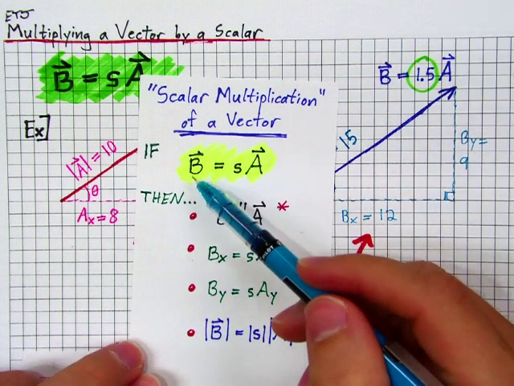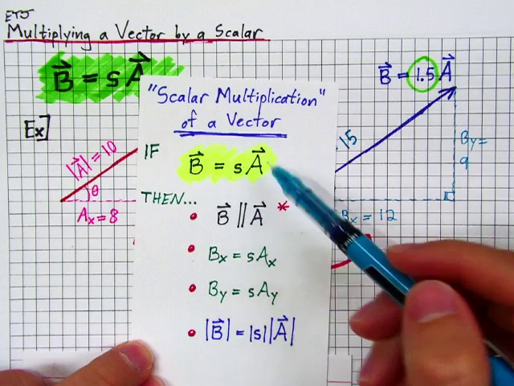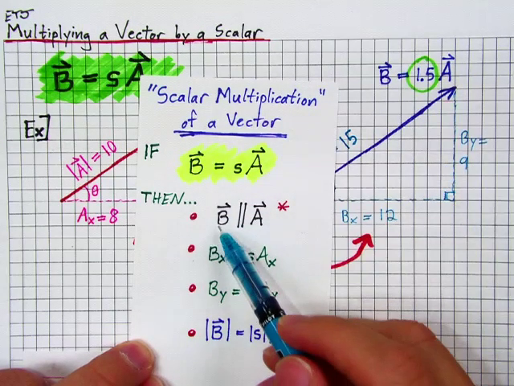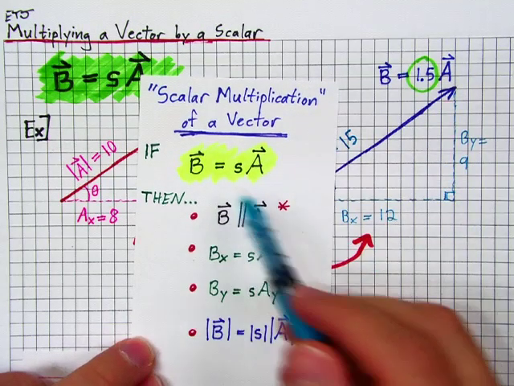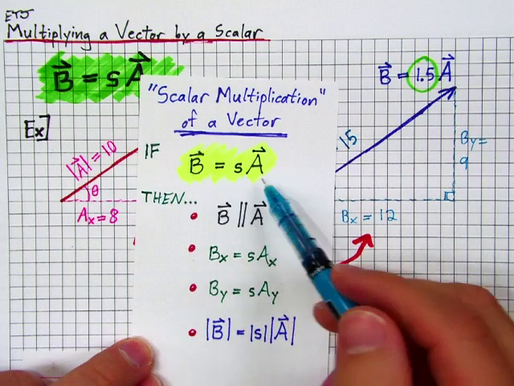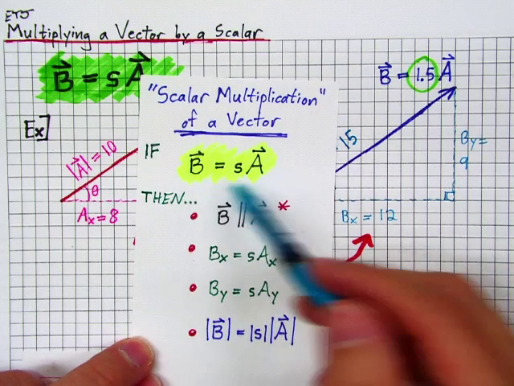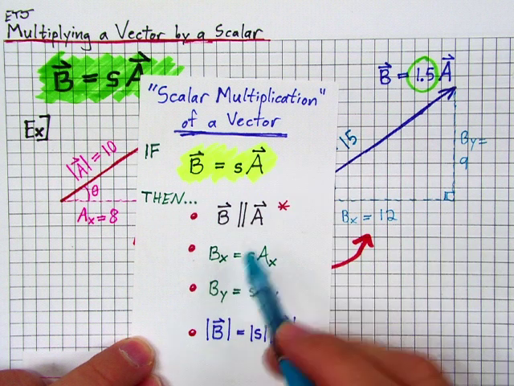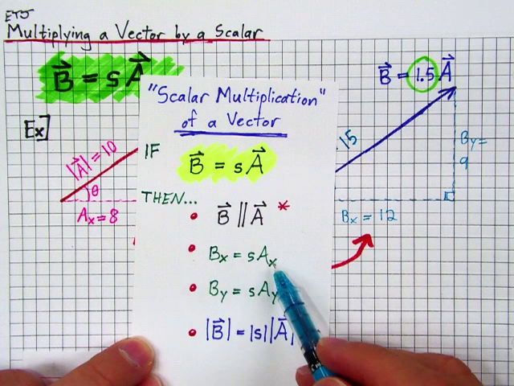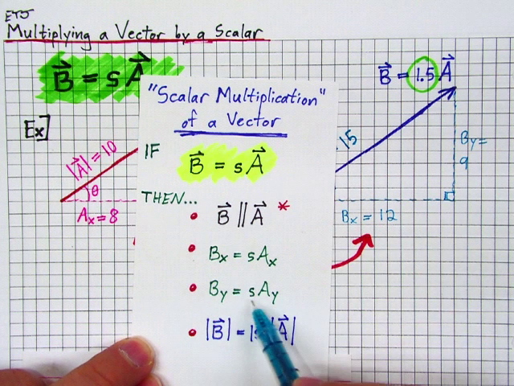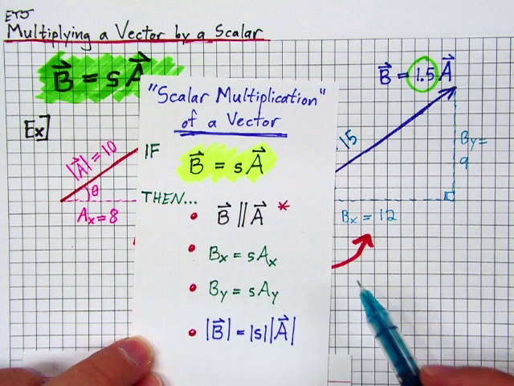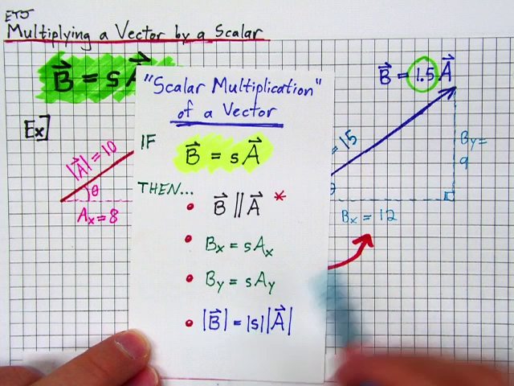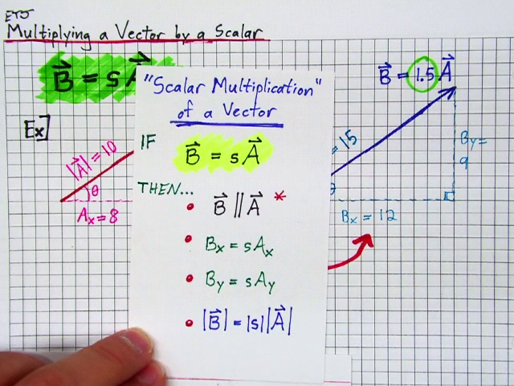So in summary, scalar multiplication of a vector. If a vector B equals some scalar S times vector A, then that implies the following. B will be parallel to A. Those two vectors are parallel to each other, just scaled differently, different length, different magnitudes, but parallel, same direction. The x component of B will be S times the x component of A. The y component of B will be S times the y component of A. And then the magnitude of B will be the absolute value of S times the magnitude of A.